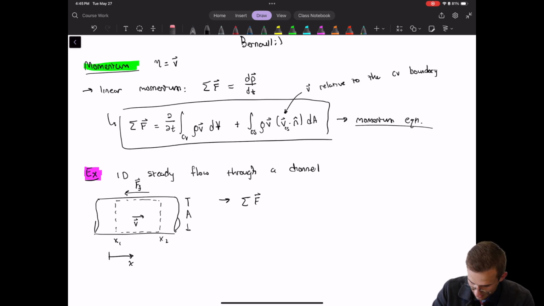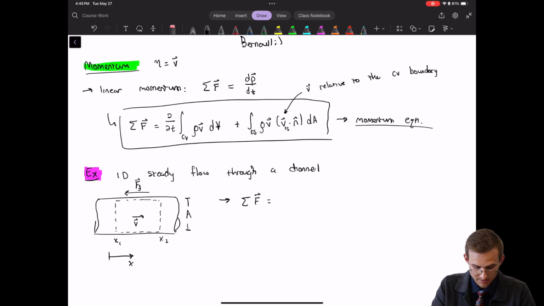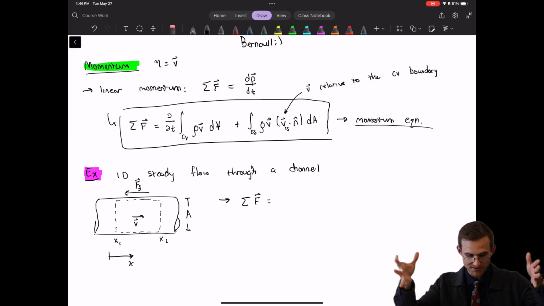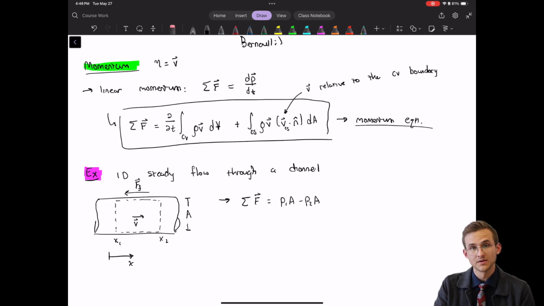Okay, so let's write down all of our forces. First, of course, we have the pressures, right? The pressures at points 1 and 2. The pressure acts inwards on the control volume. So P1 A minus P2 A, okay, that gives you the right directionality for those pressures opposing each other. And then we also have this force of friction.